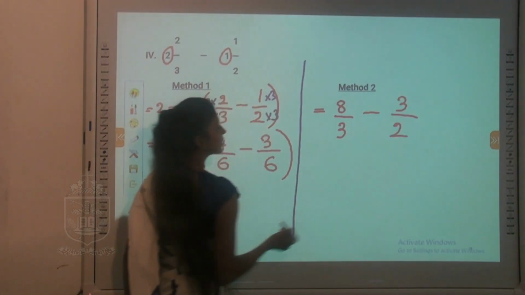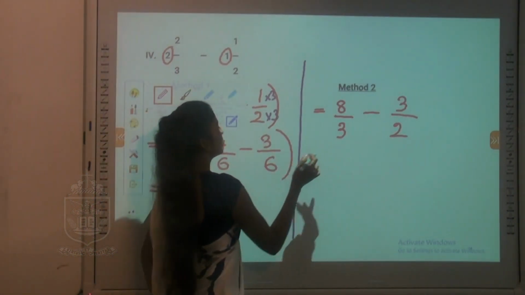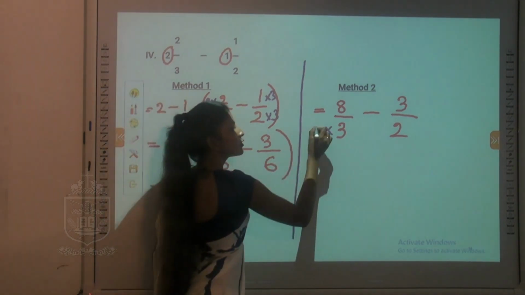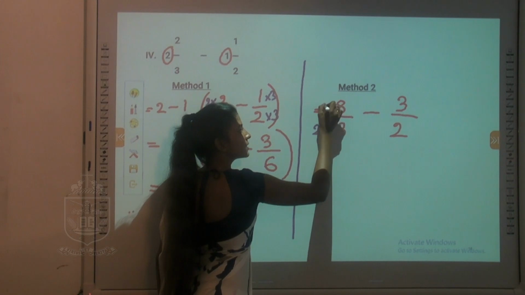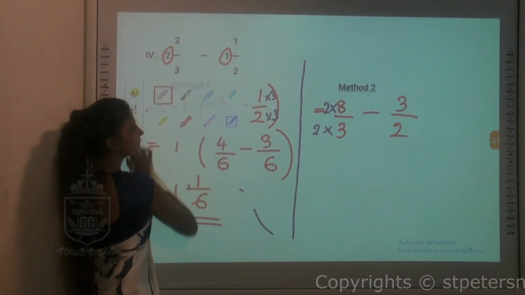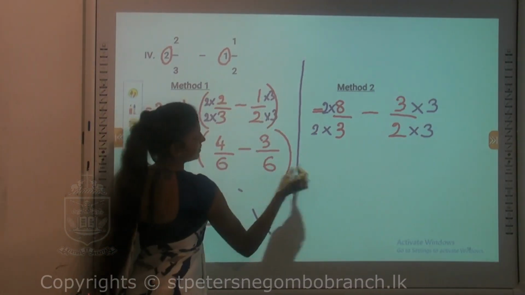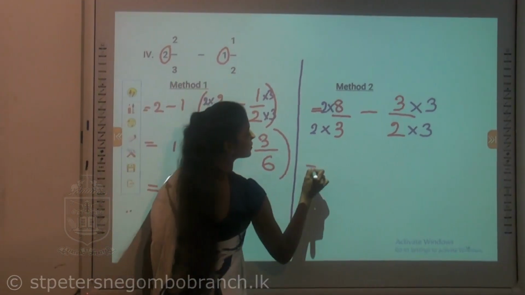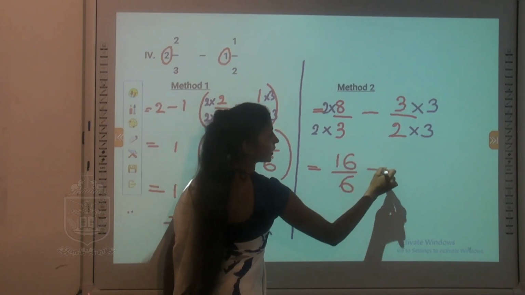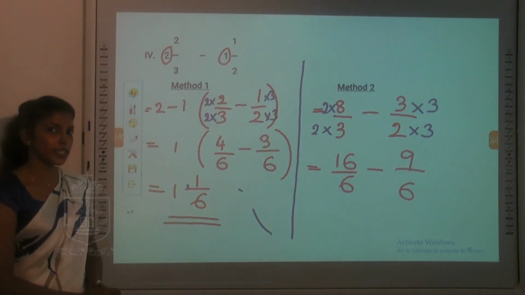3 over 2. So you can see the denominators are not common. So you have to make it common. So it's easy for me to make this 6, right? So 3 times 2, you will get 6, and 2 times 3 will give you 6. So let's multiply and see the answer, right? So here you have the denominator 6. 8 times 2, 16, minus 3 times 3, 9. So you all can see the denominators are the same.